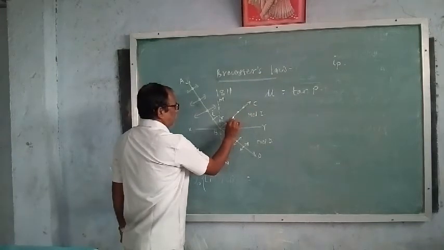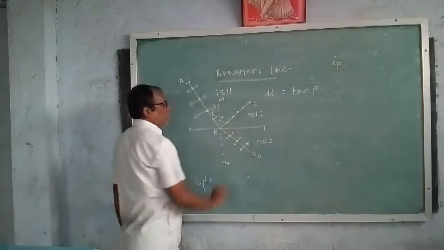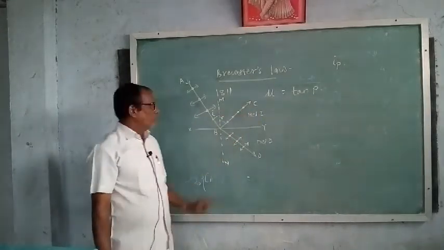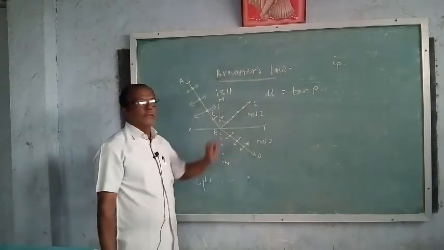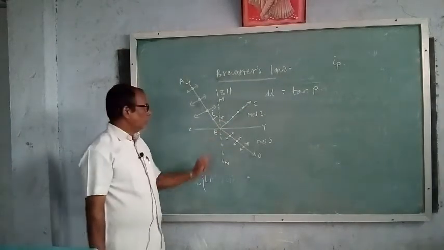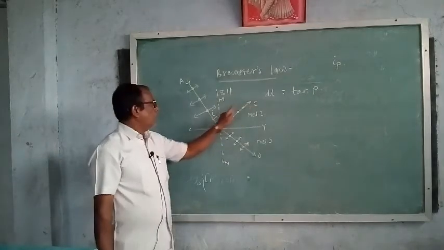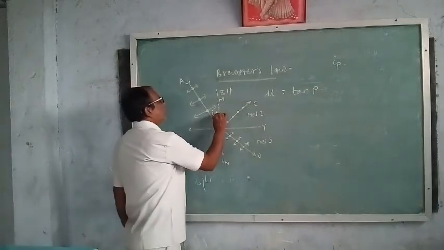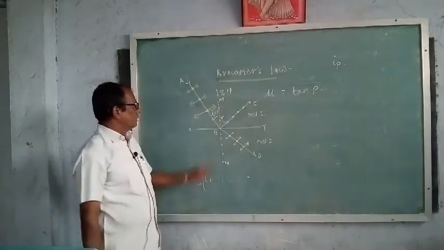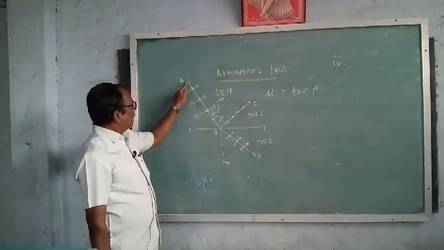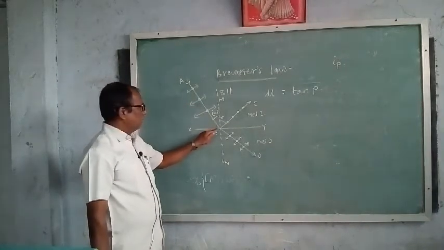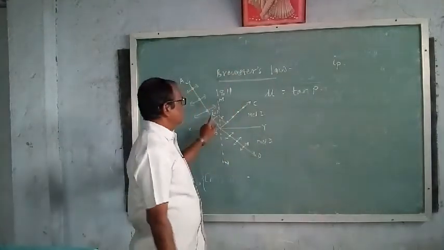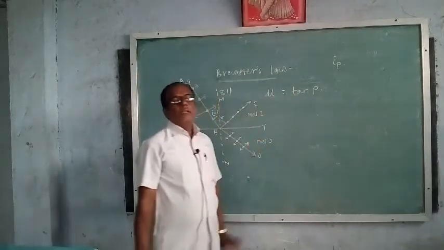That is, the vibrations which are parallel to the surface are allowed, other vibrations are blocked. Therefore, this reflected ray is said to be completely polarized. When this ray is completely polarized, at that time this angle of incidence is called the polarizing angle. So i is equal to p means at a certain angle, the reflected ray is completely polarized. Such an angle of incidence is called the polarizing angle.